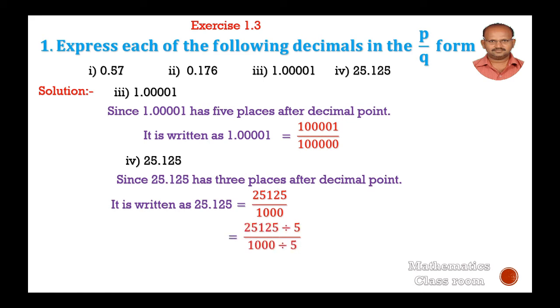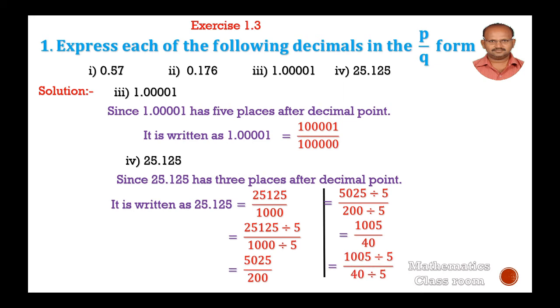Dividing numerator and denominator by 5, we get 5025 by 200. Then after dividing numerator and denominator by 5, we get 1005 by 40. Then after dividing numerator and denominator by 5, the answer is 201 by 8. That means, therefore, 25.125 is equal to 201 by 8.